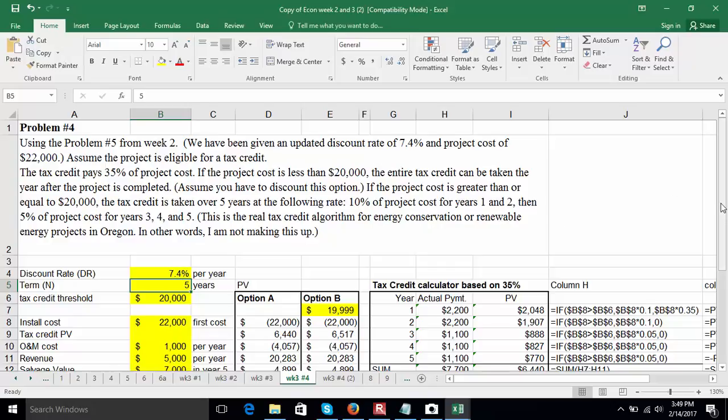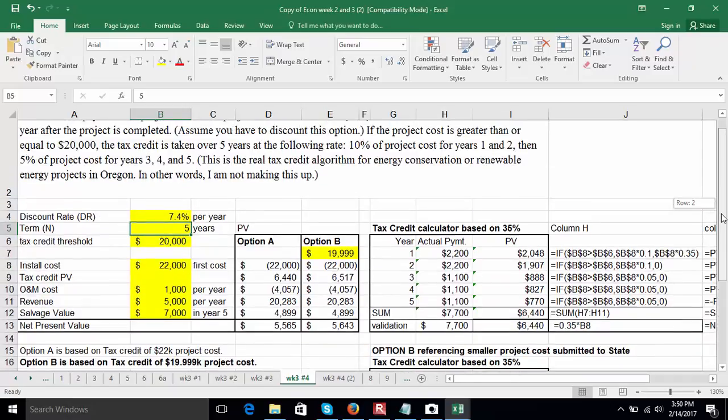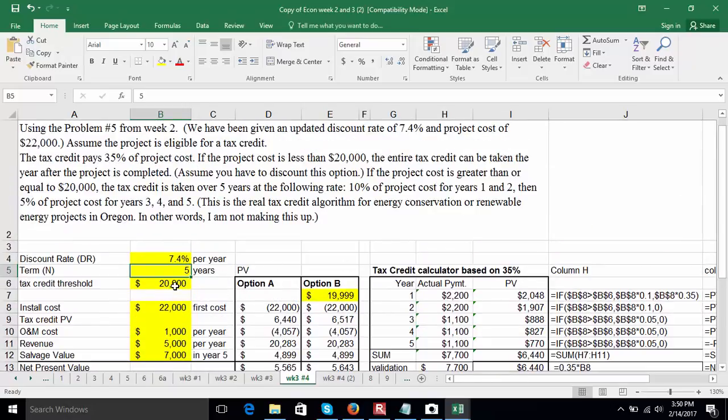And apparently, this was exactly how Oregon worked when this problem was written. Okay, so there's the threshold, 20,000. Now we know that it's going to cost us 22,000. We've been given that. Project cost is 22,000. These numbers were from last week, so we know that we have operations and maintenance of 1,000. We know that we've got income of 5,000, and we know that the salvage value is 7,000 in year 5. So those are all comfy numbers.